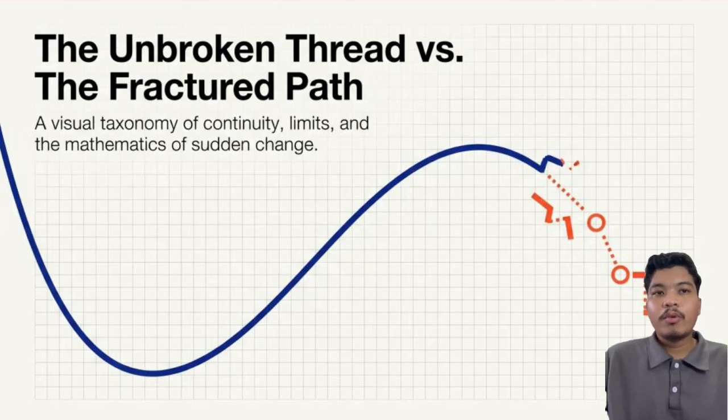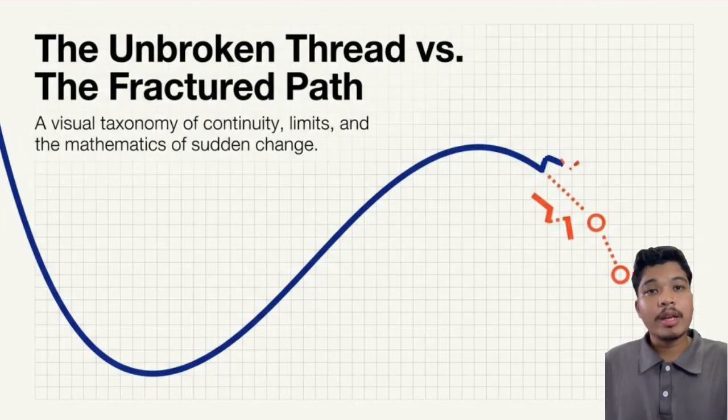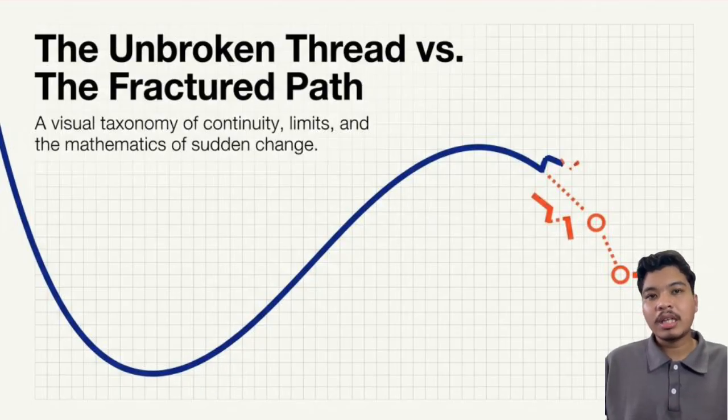So today we would like to present our project. Today we are exploring the unbroken thread versus the fractured parts: a visual of the undertone of continuity, limits, and the mathematics of sudden change. We often think of math as just numbers on pages, but today we are looking at a study of how variables either flow smoothly or fracture under specific conditions.